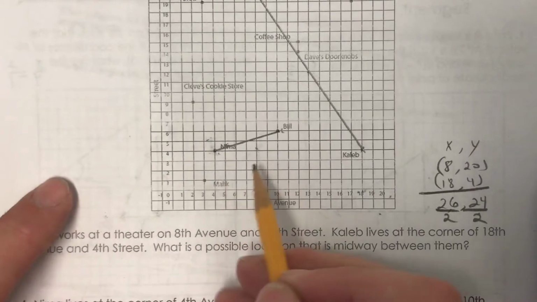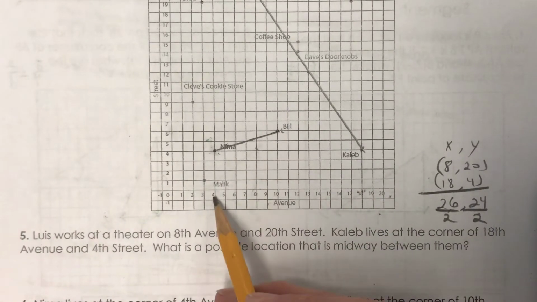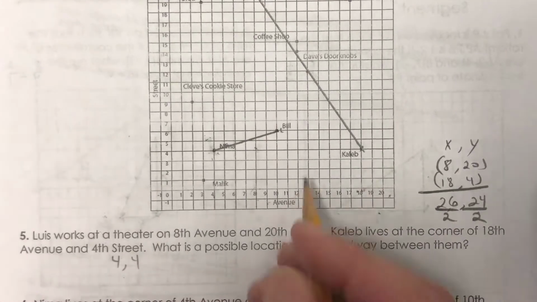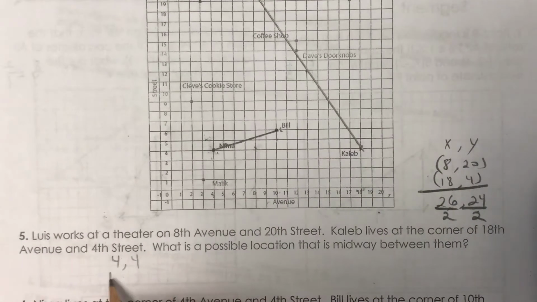All right, so Nima, that's a weird name. 4, 4. And Bill is 10, 6.